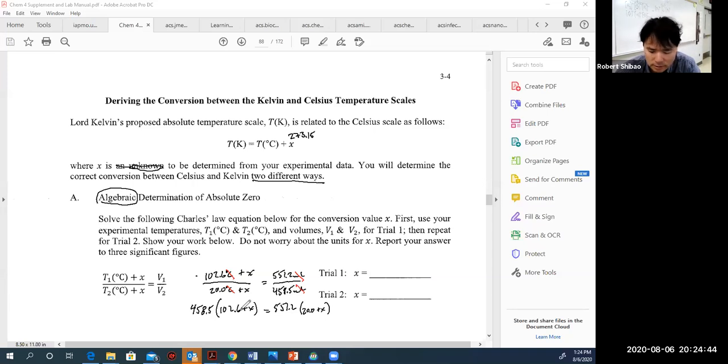458.5 times 102.6 gives me 47,042.1. I'll fix the sig figs at the end. Actually, they wanted us to report it to 3 sig figs, so I don't have to fix it at the end. So 47,042.1 plus 458.5x is equal to 551.2 times 20, which is 11,024, plus 551.2x. Okay, then we're going to combine the x.